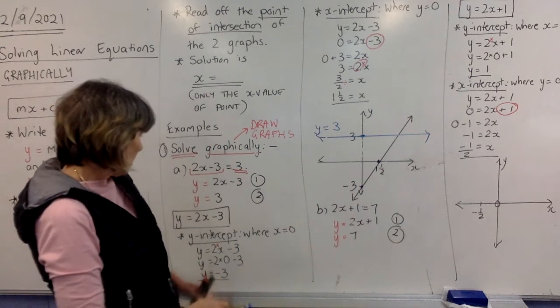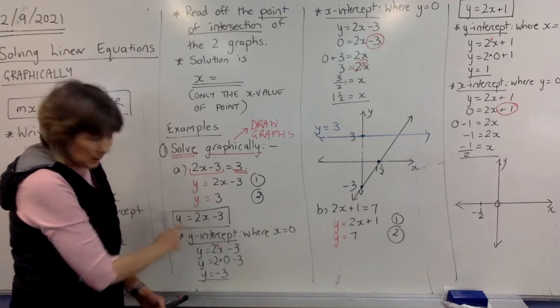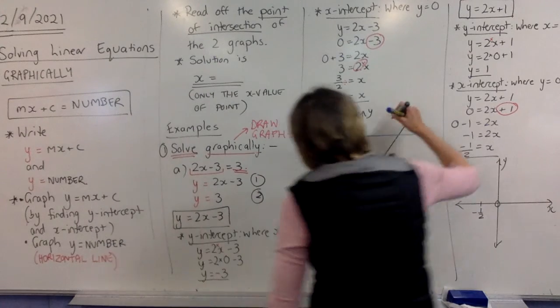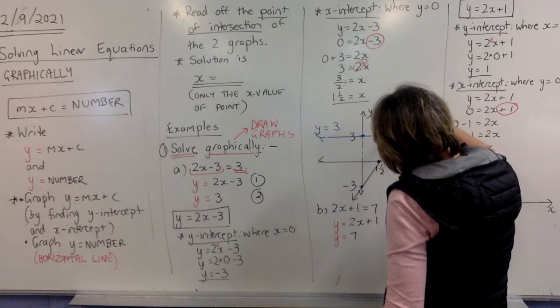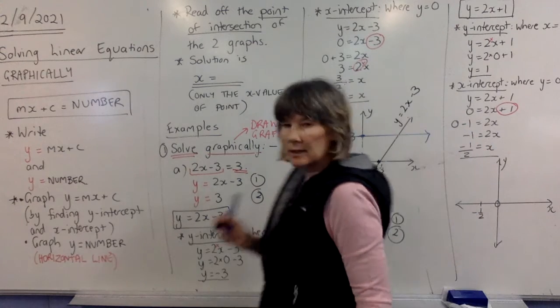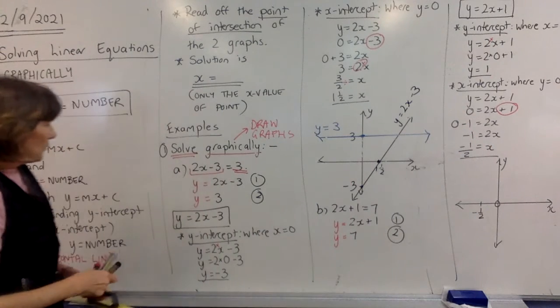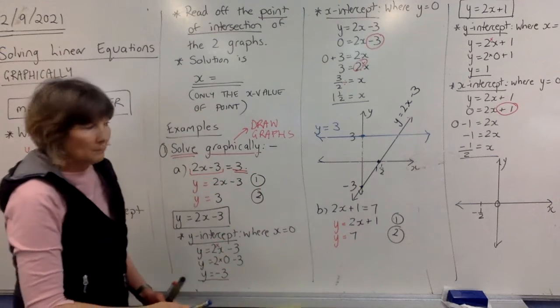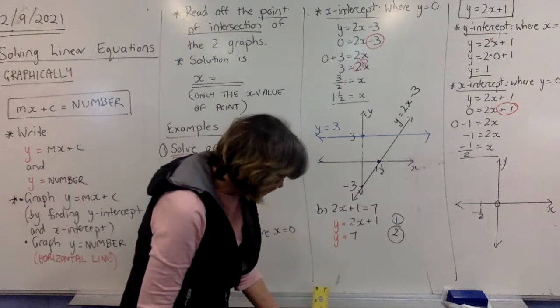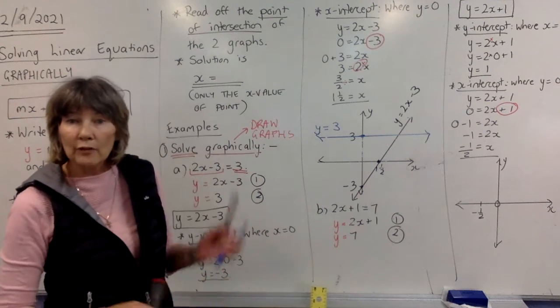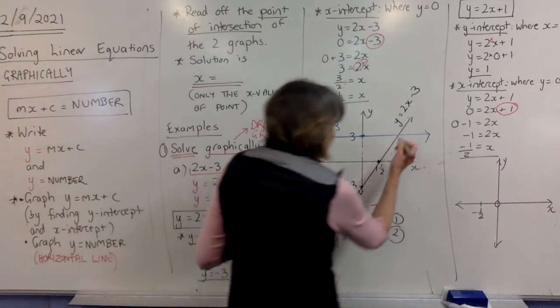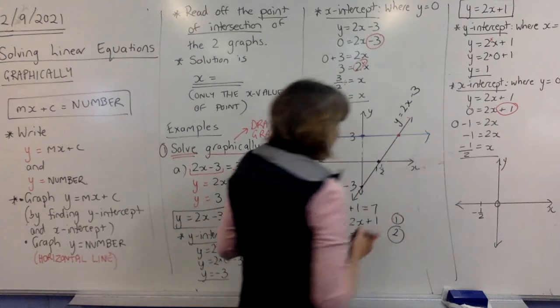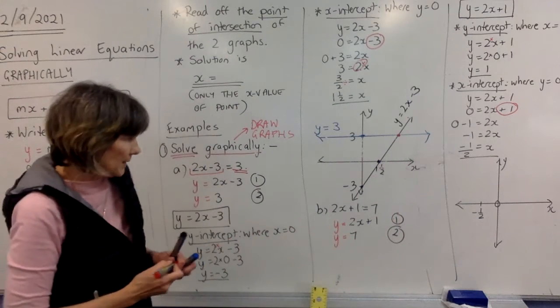And the black line is the equation of the line y equals 2x minus 3. I'm just going to write those on so you can see what I've done. We've got our two equations, and now we've graphed the two of them. Once you get to there, I want you to find your point of intersection. Here it is. Now we have to read off what that is.